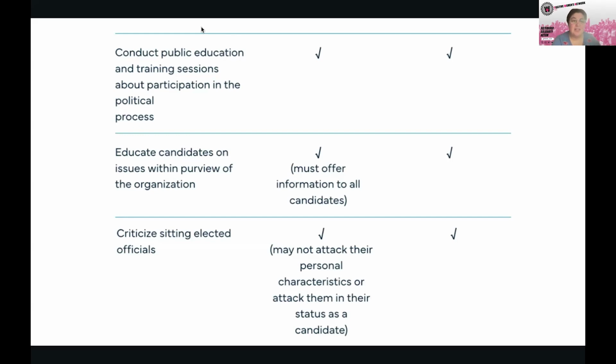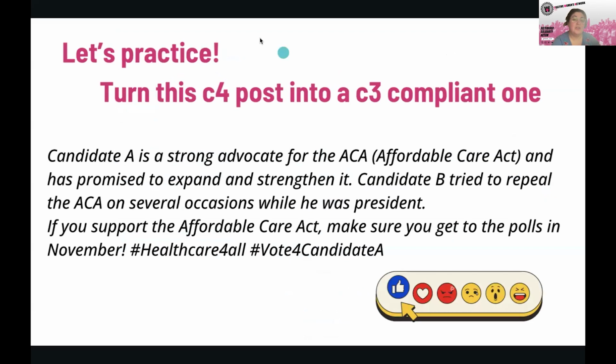All right, go to the next slide and we're going to do a little practice. So we're going to turn a post that is C4, so partisan, into one that is compliant with 501c3 rules. So I'm going to read it to you and then y'all tell me what parts of this we need to take out or how we can change it to be 501c3 compliant.